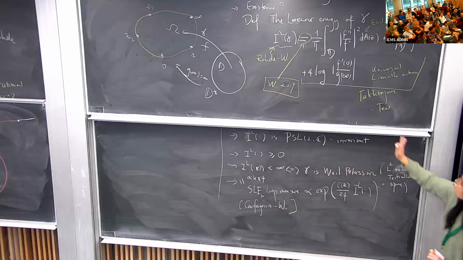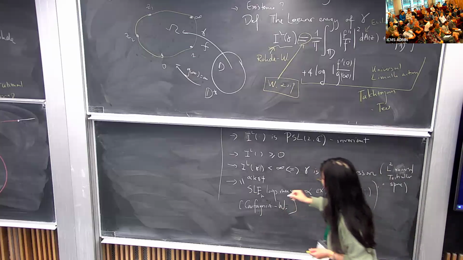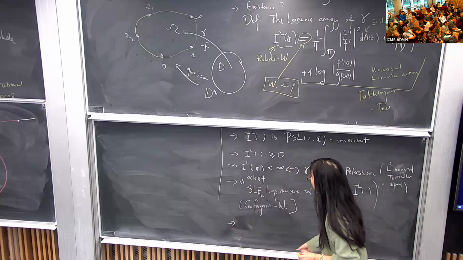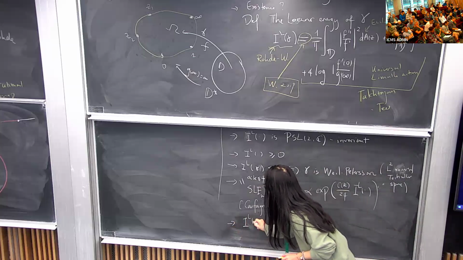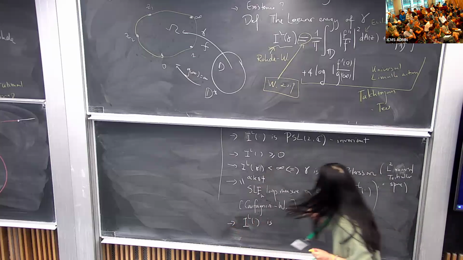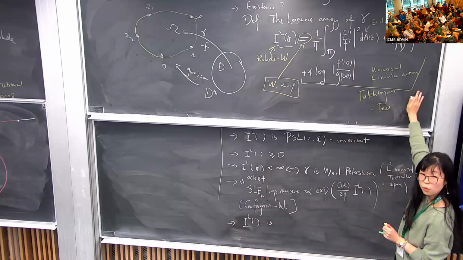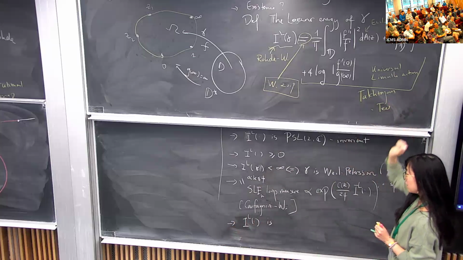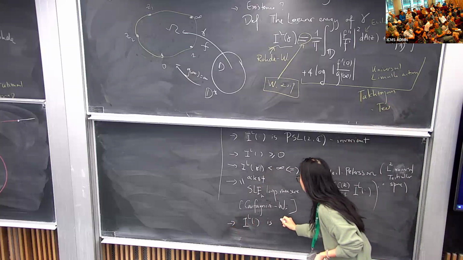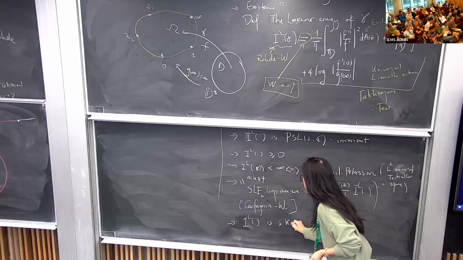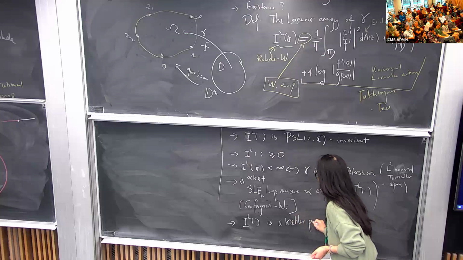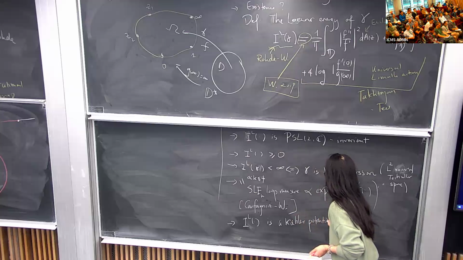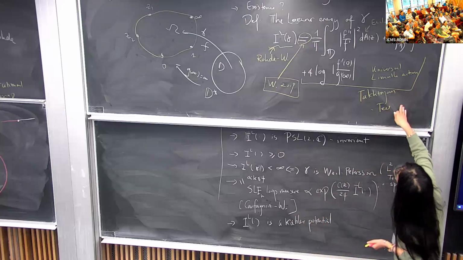And also finally, the reason they look at this functional is because this quantity is a Kähler potential on this L2 Teichmüller space.